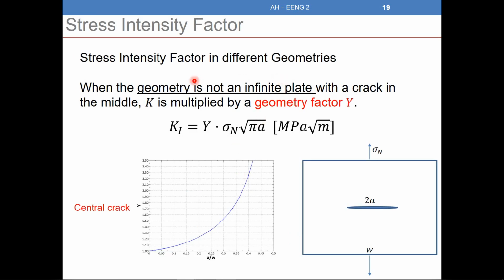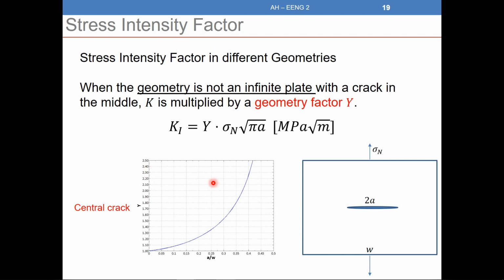Now the stress intensity factor in different geometries. What if the plate is not an infinite plate? What if the width is not very large compared to the crack size? Here we need to multiply sigma square root of pi a by what we call a geometry factor, Y. So the geometry factor is used only if the plate size is not very large compared to the crack size. How do we calculate Y?